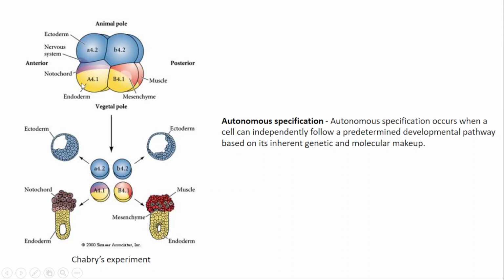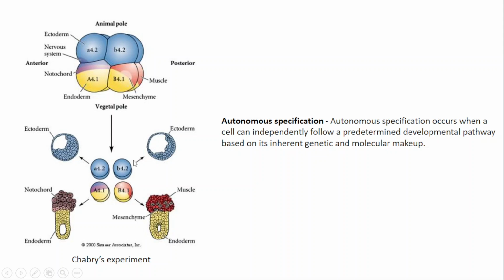we already know which blastomere is going to form what. So the A4.2 is going to form nervous system and ectoderm. B4.2, capital B 4.1 will form the mesenchyme and the muscle, while A4.1 will form the endoderm and the notochord.